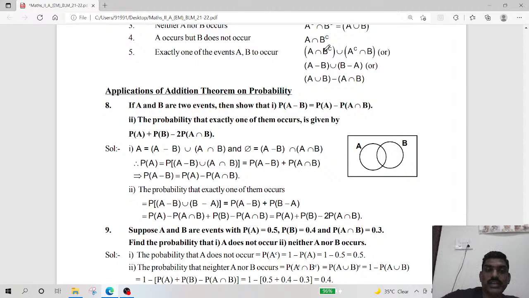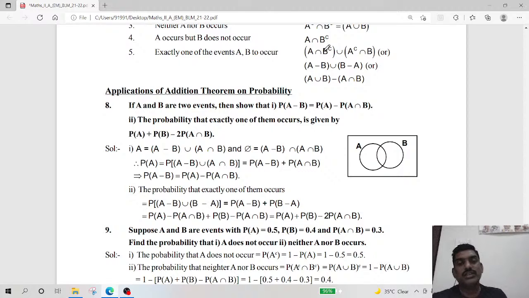So the first one: A is nothing but A minus B union A intersection B. Then P of A is equal to P of A minus B union A intersection B, so P of A minus B plus P of A intersection B. Hence P of A minus B is equal to P of A minus P of A intersection B.